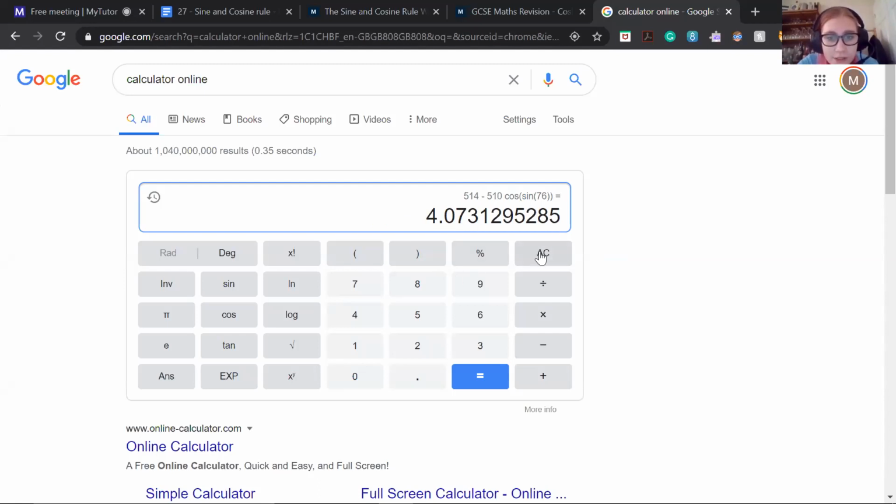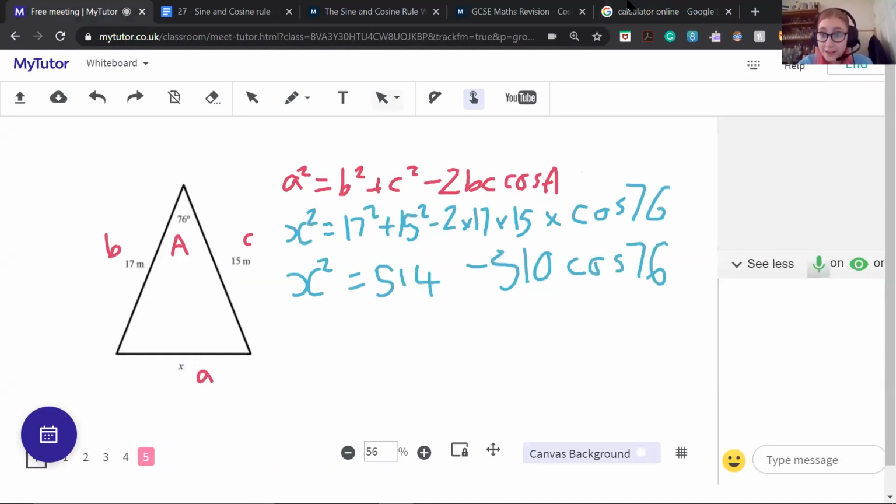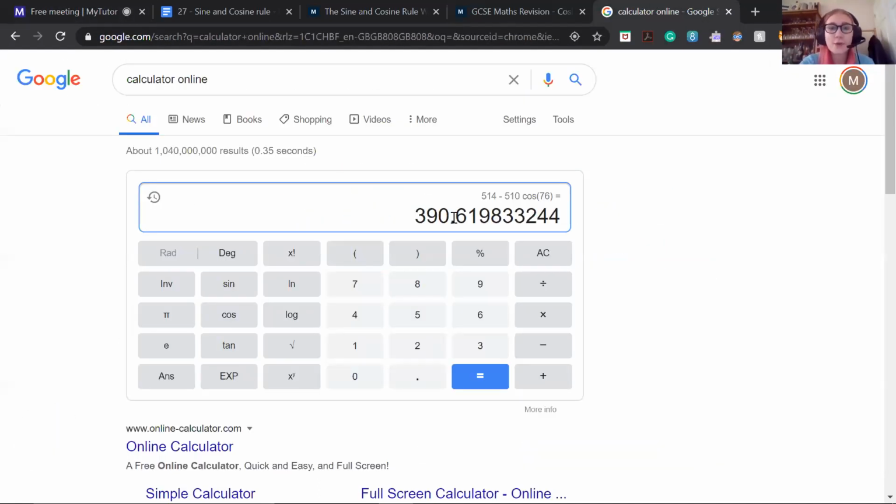Oh, why did it do cos sine 76? Sorry, 514 minus 510 cos. Oh, it's because when I press C, it automatically comes up with it. Cos 76. There you go, 390.649. And then we square root that. So that's the key step that a couple of people miss, because that's what x squared is. So then we just square root it.